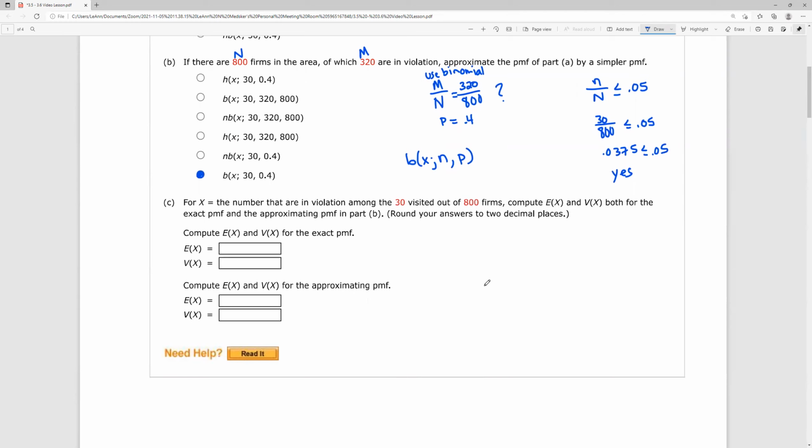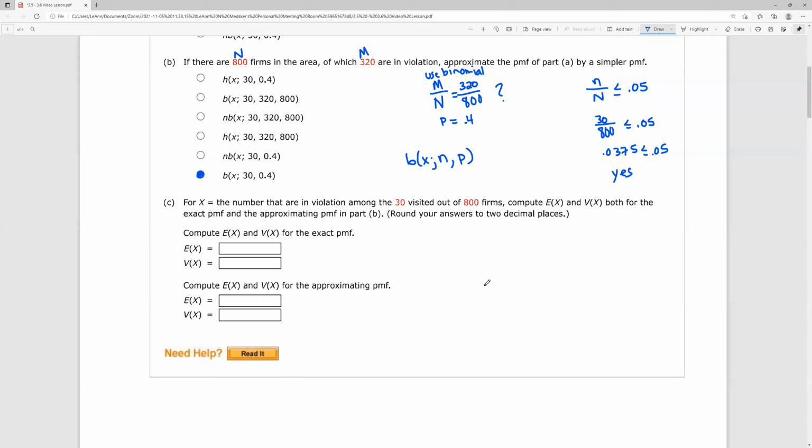So it says let X be the number that are in violation among the 30 visited out of the 800 firms. Compute E of X and V of X. So that's, remember, our expected value and our variance, both for the exact PMF, using those two numbers from that statement up above, and the approximating PMF, which was the binomial. Round your answers to 2 decimal places.